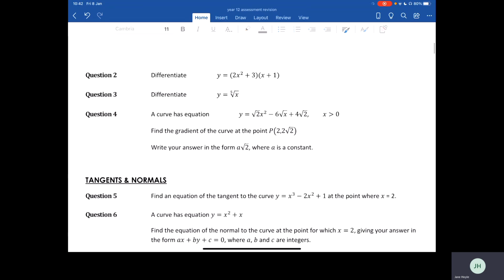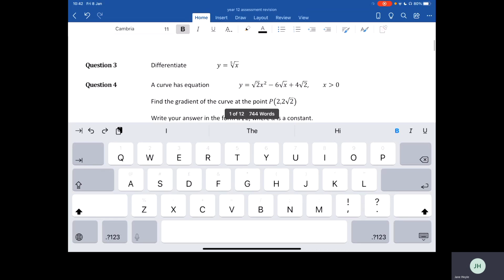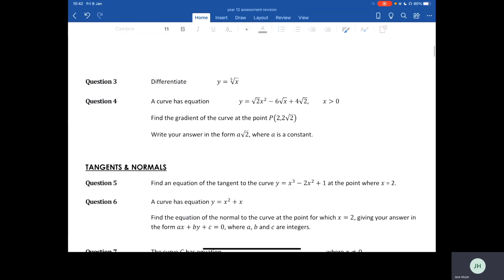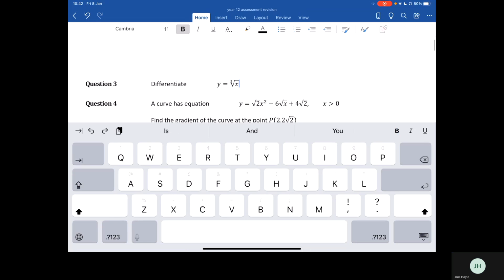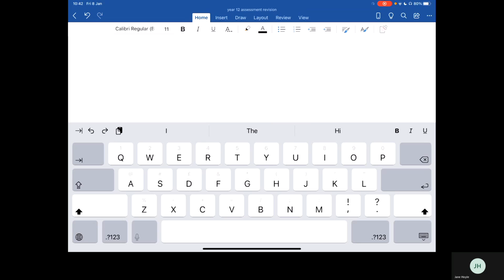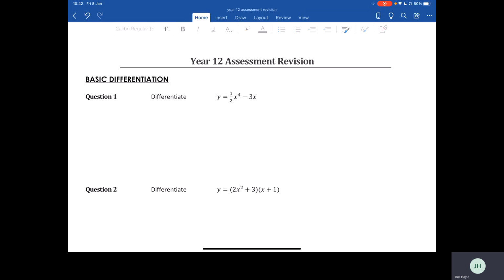So let's put a few gaps in. You'll recall that with differentiation, it's essentially writing everything as a power of x. So you'll get some questions that have got square roots in and fractions. We have to write those as a power of x so that then we can reduce the power by 1 and multiply by the whole power.